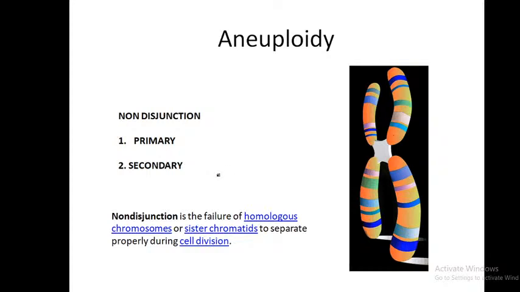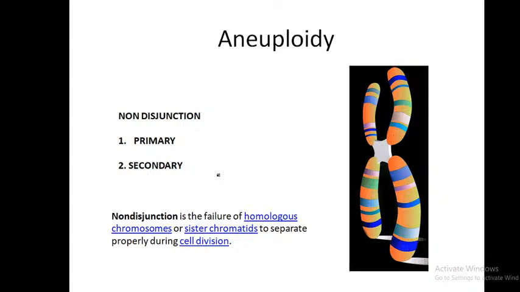So non-disjunction in the first meiotic division is called primary non-disjunction, and non-disjunction in the second meiotic division is called secondary non-disjunction. All the gametes formed as a result of primary non-disjunction will be abnormal, whereas in secondary non-disjunction half of the gametes will be normal and half will be abnormal. I told you why it is happening: when the problem occurs in the second meiotic division, one set will be normal. One gamete will have one extra chromosome and one gamete will have a missing chromosome.